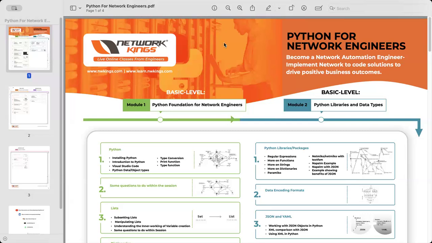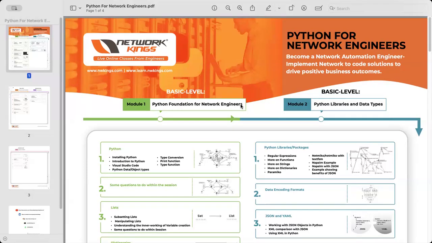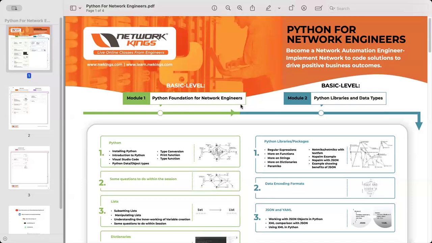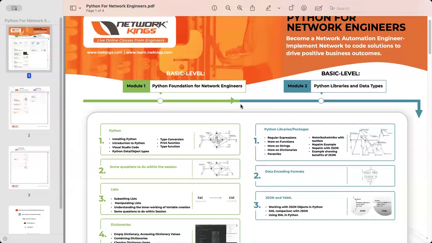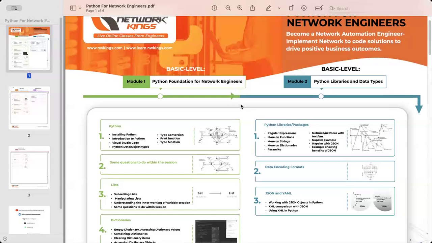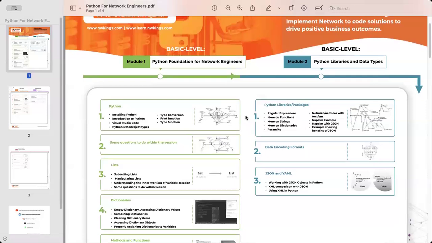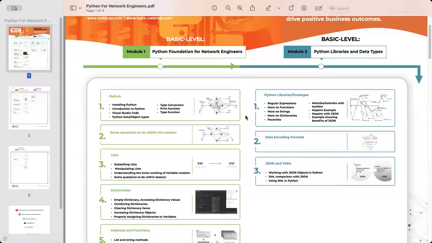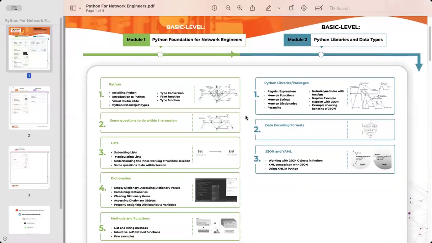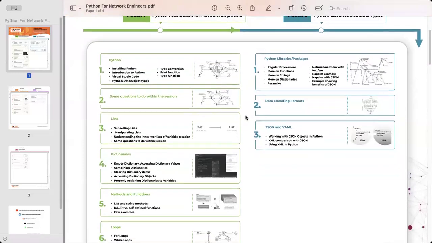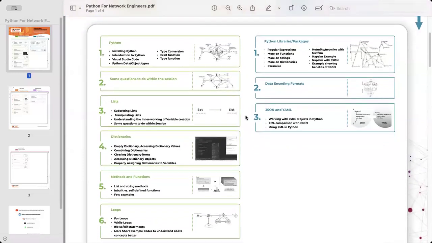Network automation, the future of networking. In today's fast-paced digital world, network automation is transforming how networks are managed, monitored, and scaled. Gone are the days of manual configurations and repetitive tasks. With automation, network engineers can now configure thousands of devices in seconds, monitor network health in real time, troubleshoot issues proactively, ensure consistency and reduce human error.